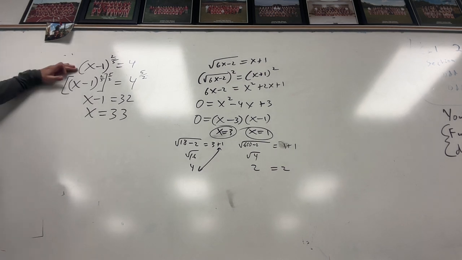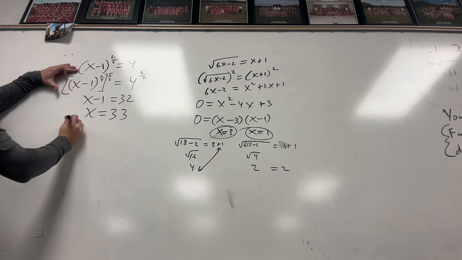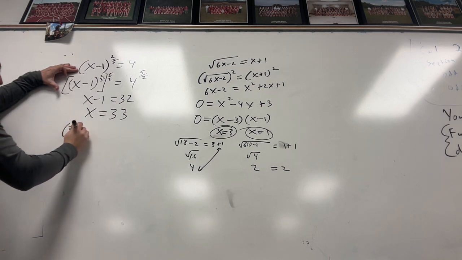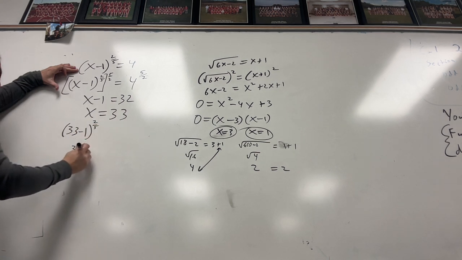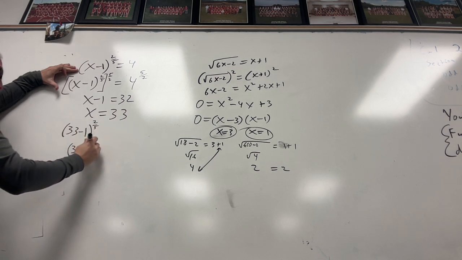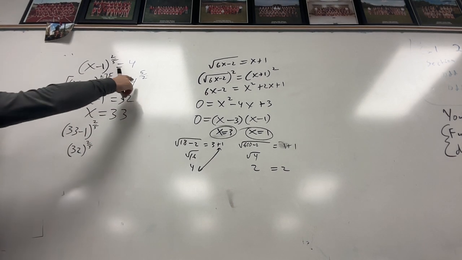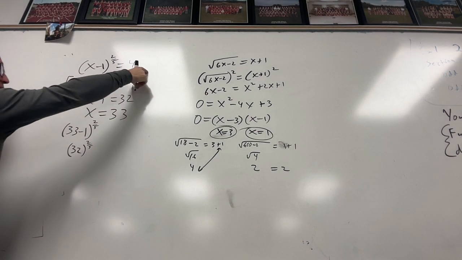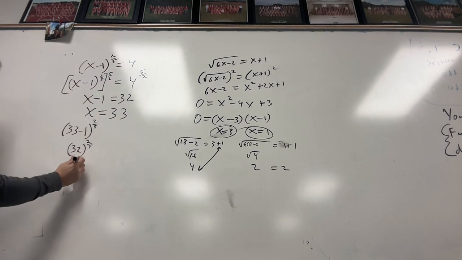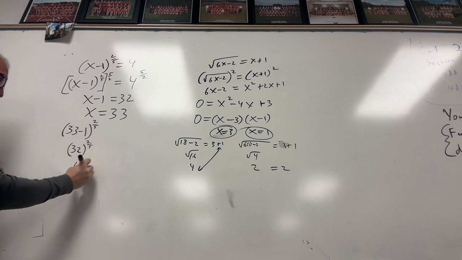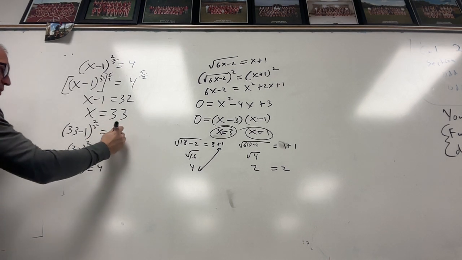So let's, again, we started doing exponential things with the problem, so let's just check it to see if it works. 33 minus 1 to the 2/5 power. That's 32 to the 2/5 power. Again, if 2 to the 5th is 32, then the 5th root of 32 would be 2. And 2 squared is 4. And that's what it should have been.